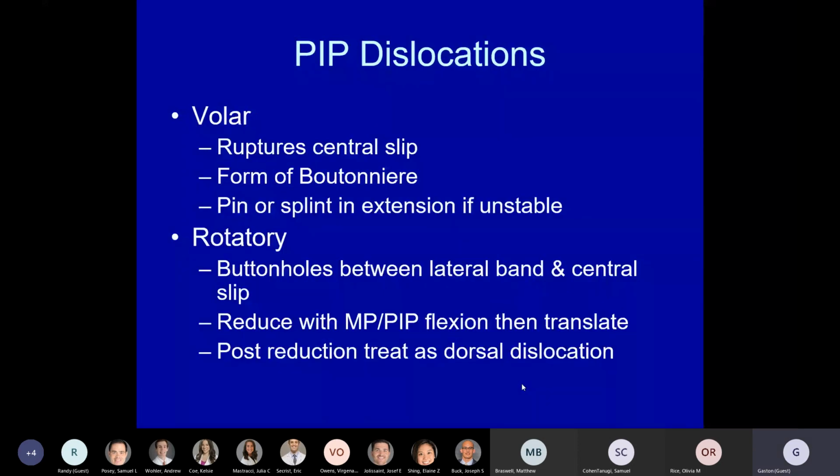PIP dislocations, I already told you, volar, central slip. Rotatory, oh, this has been asked. Rotatory can get snared where it's not reducible. And the reason is the condyle of the head of P1 buttonholes between the lateral band and the central slip. And that's been asked before.